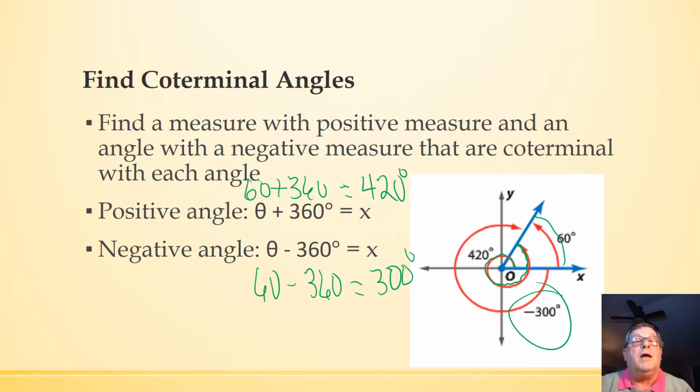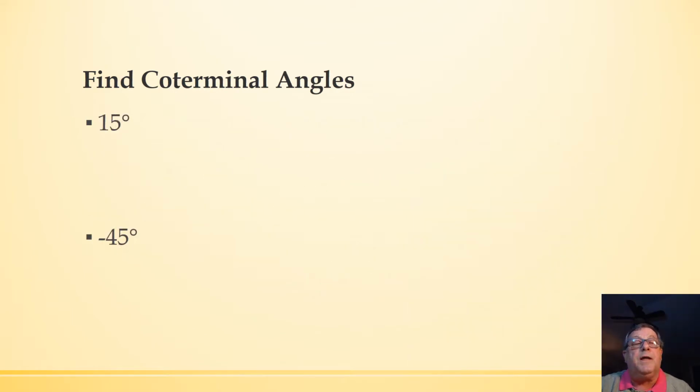Now we're going to look and calculate a couple of coterminal angles given angle measurements. So here we go to the next slide. Over here, we're given two angles, one at 15 degrees and one at negative 45 degrees, and we're going to find both a positive and a negative coterminal angle for each. This first angle has an initial side and a terminal side, giving us an angle measurement of 15 degrees.